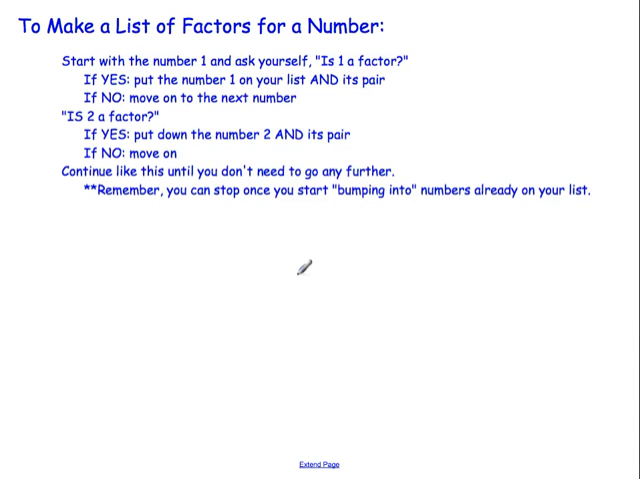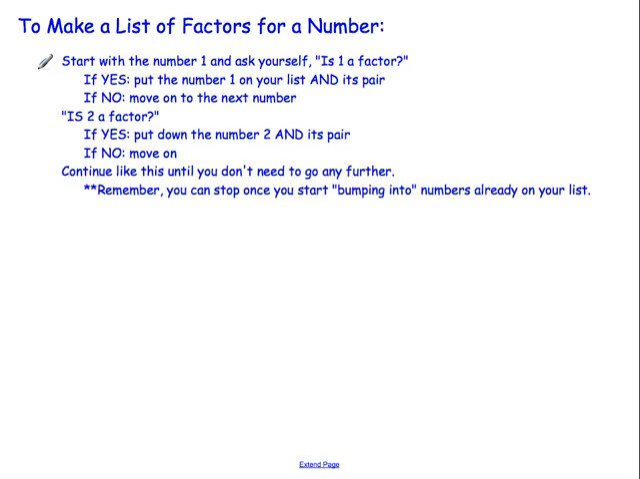Now, to make a list of factors for a number, these are the steps we're going to write down. Okay? So this is what you should be copying into your notebook. Start with the number 1 and ask yourself, is 1 a factor? If yes, put the number 1 on your list and its pair. Always put the pairs down. If no, move on to the next number.